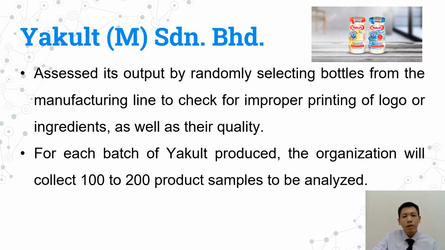For example, Yakult Malaysia Sembilan Berhad assesses its output by randomly selecting bottles from the manufacturing line to check for improper printing of logos or ingredients, as well as their quality. Furthermore, for each batch of Yakult produced, the organization will collect 100 to 200 product samples to be analyzed. Before acquiring a batch of raw ingredients, they will evaluate the raw ingredient samples. All the operations that Yakult Malaysia Sembilan Berhad carries out are associated with appraisal costs, where it tries to ensure there are no faults in every single bottle of Yakult to meet the quality standard.